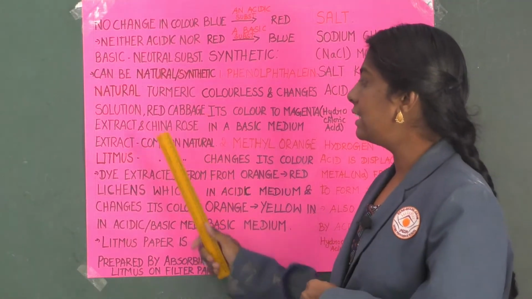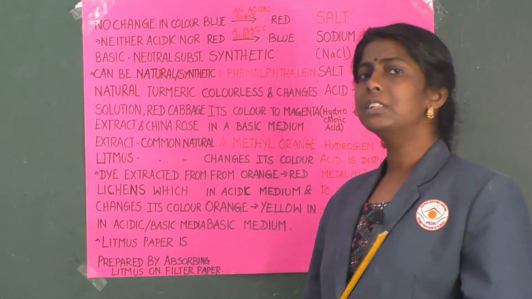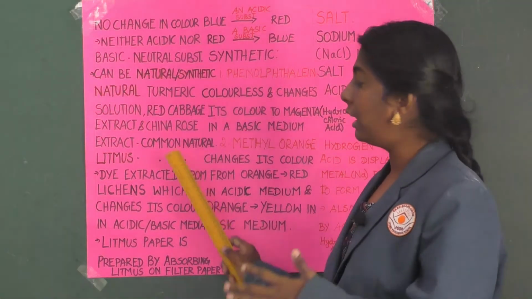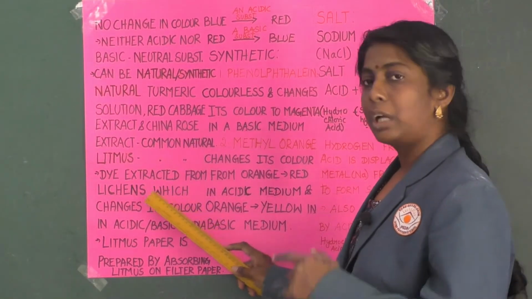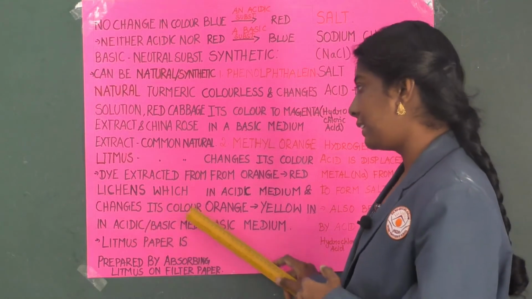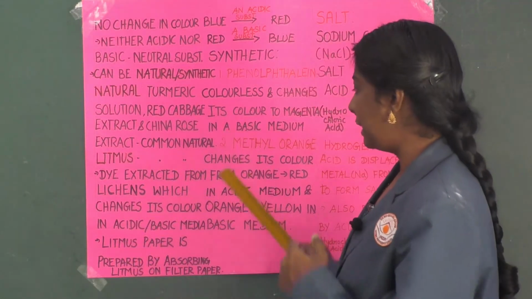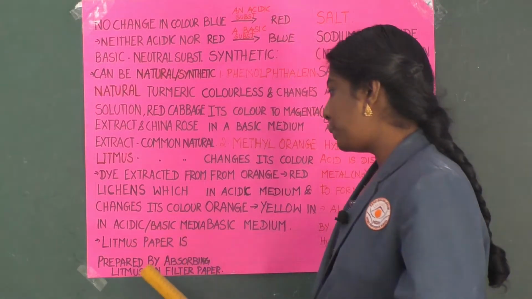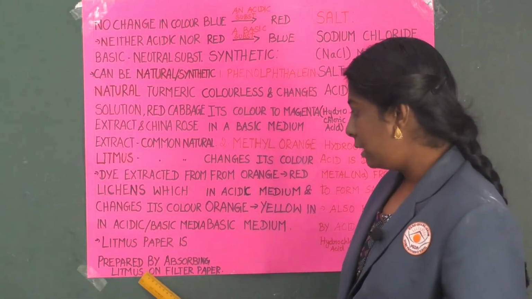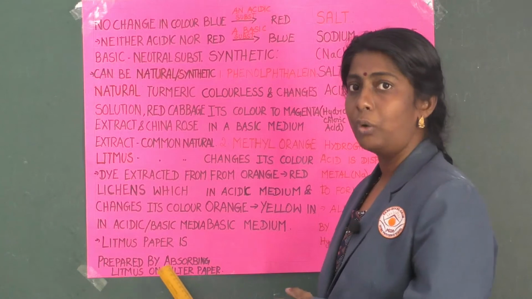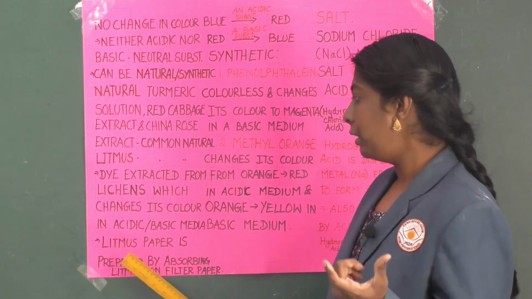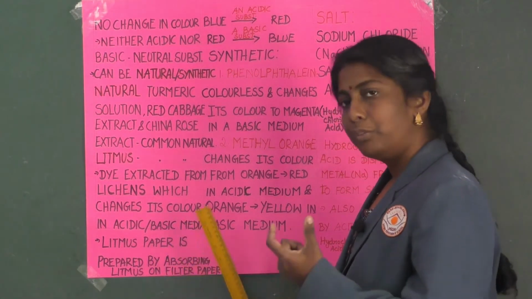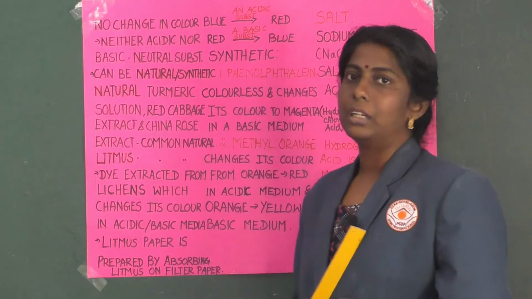Okay, next thing is litmus. Litmus is also one common natural extract, where the dye is extracted from lichens, which changes its color in acidic or basic media. So litmus paper is prepared by absorbing litmus on filter paper. Okay, so how are they preparing the paper? Litmus paper is prepared by absorbing litmus on filter paper.